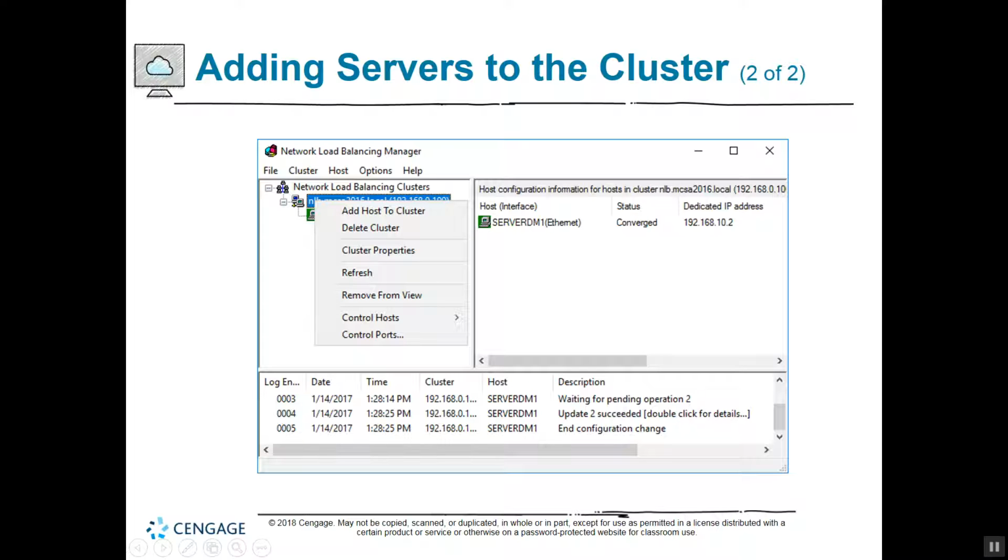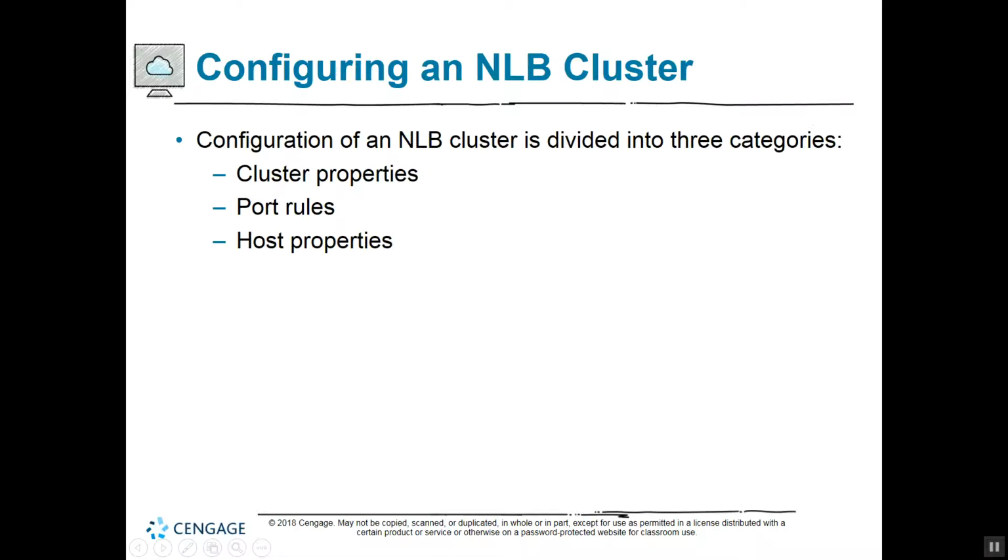So here we are in the NLB Manager, and we've right-clicked. We can add a host. Here's our host configuration information for hosts in the cluster. We can delete the cluster, view properties, refresh, or remove from view. Here, if we want to control a host or control the ports. Now, configuration of an NLB cluster is divided into three categories. There's cluster properties, port rules, and host properties.